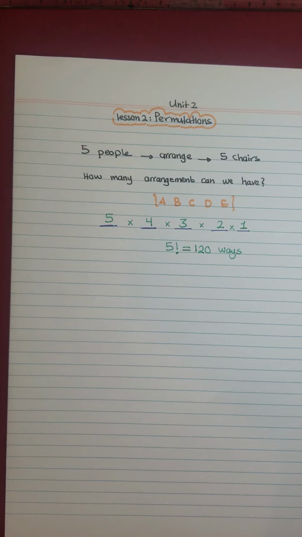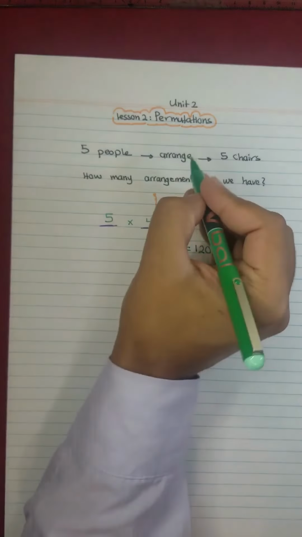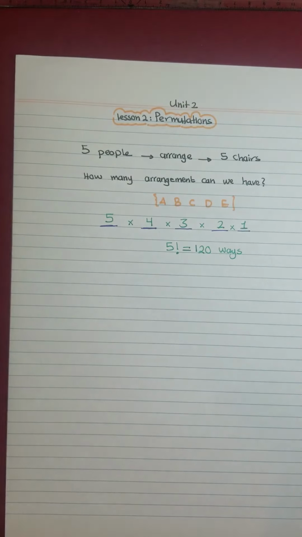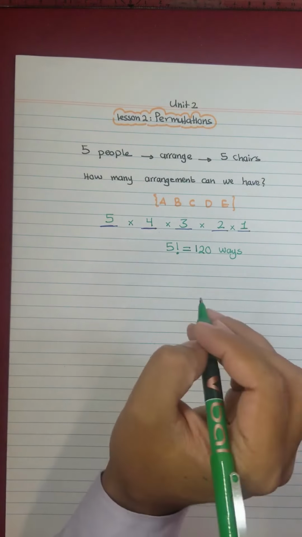Actually, we can express this answer in another way, not using the factorial, but using what we call the permutation sign. The word permutations stands for arrangements. Permutations is only a synonym of arrangements. And in this question, we're arranging 5 people on 5 chairs. So this is a question of permutations. And you can express this answer in another way.